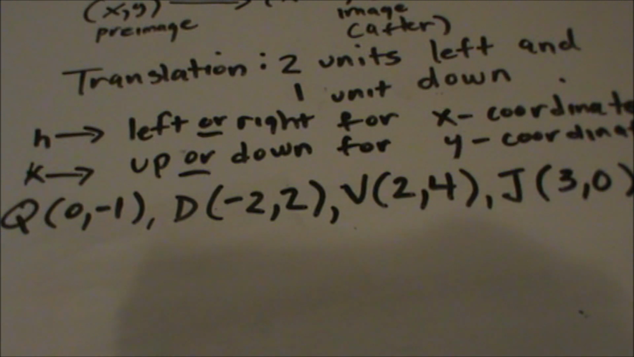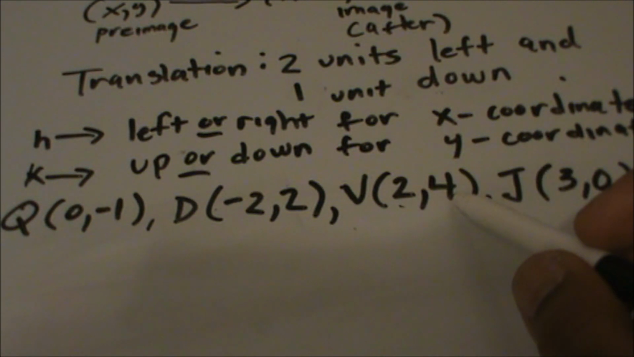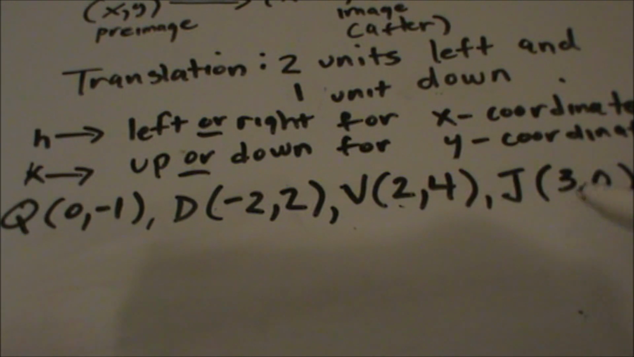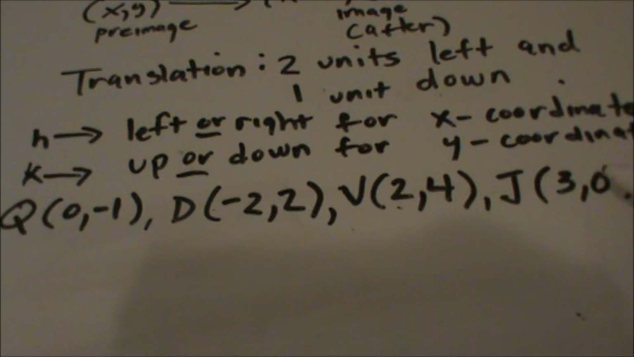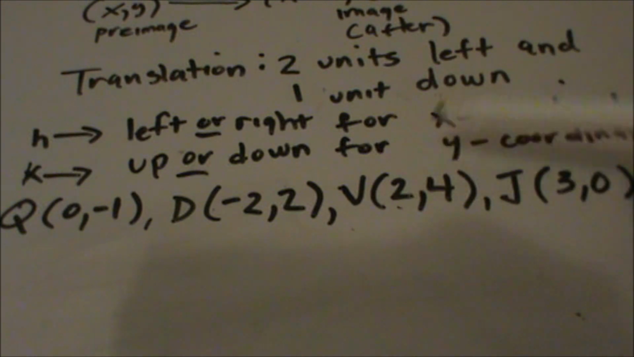And we're going to do this last problem here, which is the second one. You have your points Q (0, -1), D (-2, +2), V (+2, +4), and J (+3, 0). And this time the translation is 2 units to the left and 1 unit down.